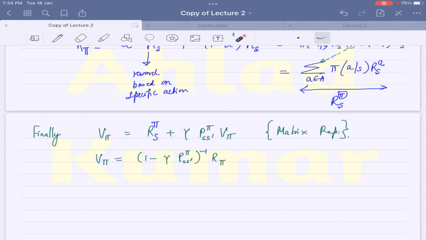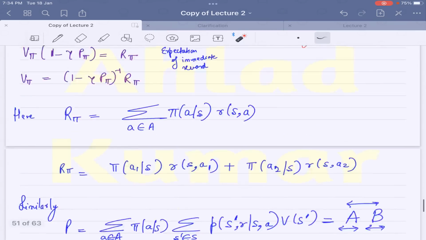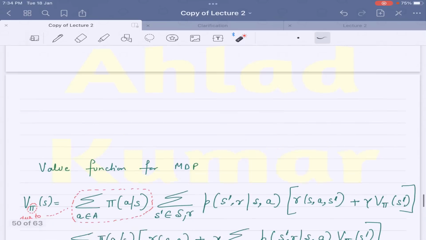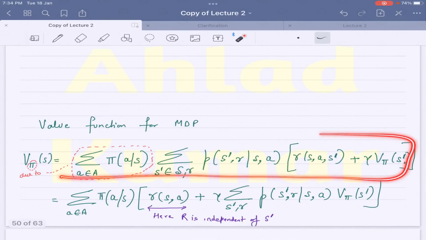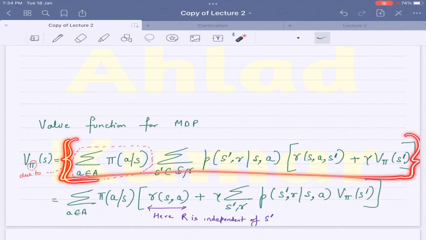Once this is done, then we will move to the next chapter where we will derive these Bellman equations from scratch. So we will not assume any information here like the one which I have given over here. I have directly given you this expression, so we will not assume anything. We will derive from scratch how we are getting this value function in the MDP.